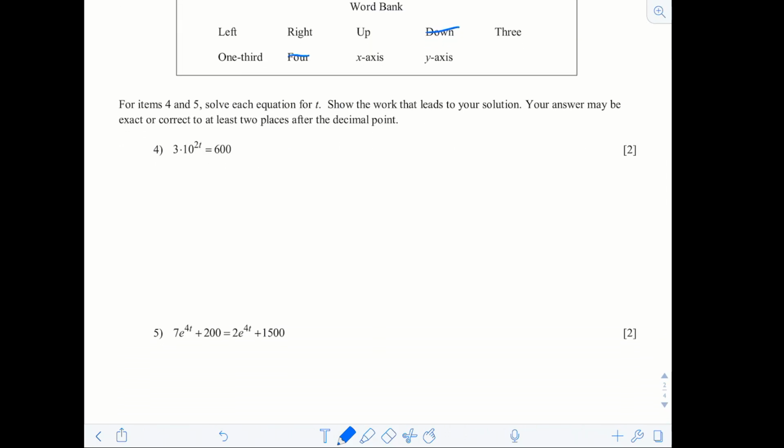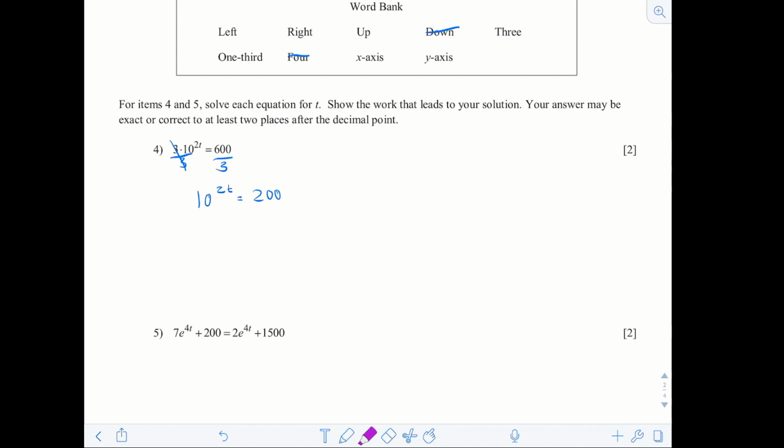For items 4 and 5, solve each equation for t. Show the work that leads you to your solution. Your solution may be exact or correct to at least 2 decimal places after the decimal point, which means rounding it to 2 decimal places. So the first thing I'm going to do is divide both sides by 3. I'm going to try and do this without a calculator as best as I can. So I end up getting 200.